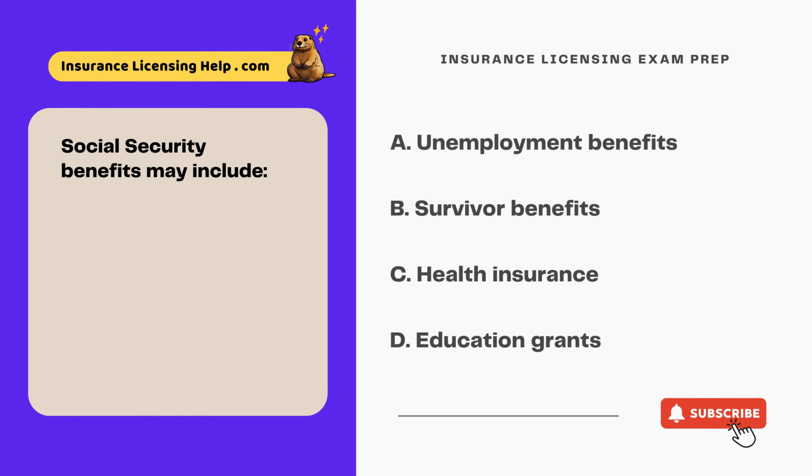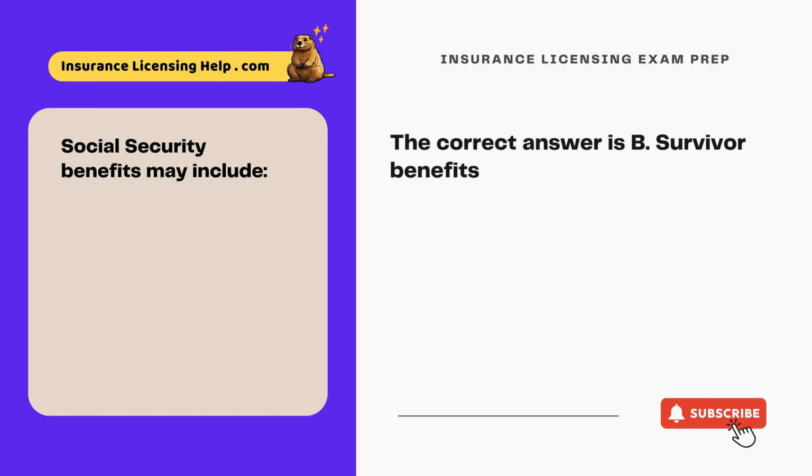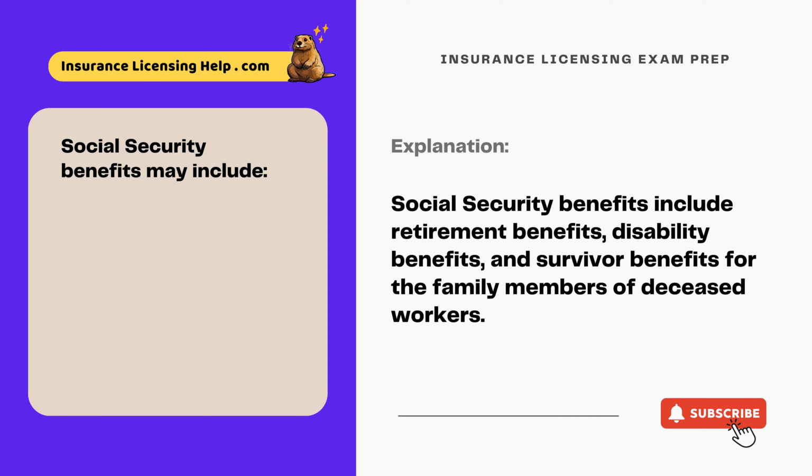Social Security benefits may include A. Unemployment benefits. B. Survivor benefits. C. Health insurance. D. Education grants. The correct answer is B. Survivor benefits. Social Security benefits include retirement benefits, disability benefits, and survivor benefits for the family members of deceased workers.